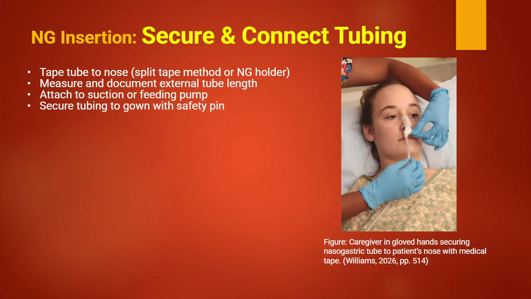To prevent accidental pulling, create a loose loop with the tube, secure it with tape, and attach it to the patient's gown with a safety pin. This keeps the tubing from tugging at the patient's nose and helps reduce skin breakdown or accidental removal.